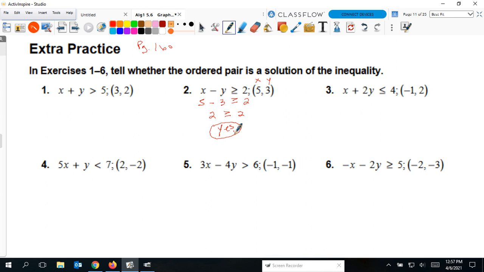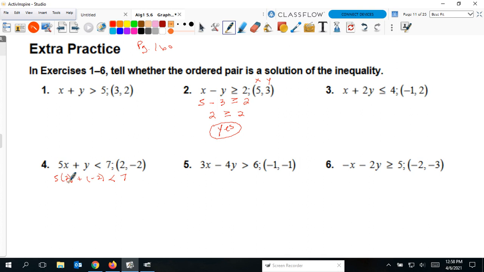So that's kind of what you want to ask yourself. Is it true? Yes or no? And if it's yes, it's a solution. If it's no, it's not. Number 4, if we come to this one, here we're going to plug x and y. 2 is x, so 5 times 2, and then plus y, which is negative 2, I'll go and put that in a parenthesis there, is less than 7.